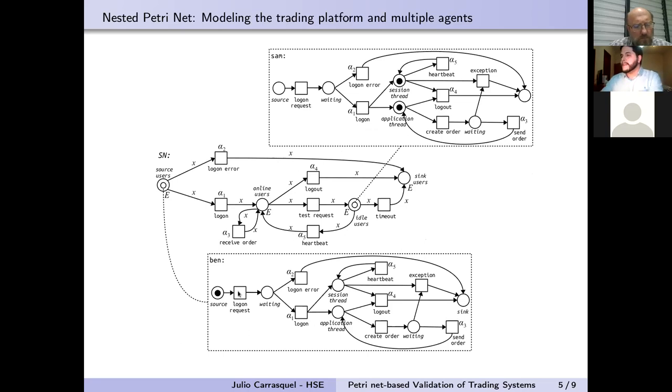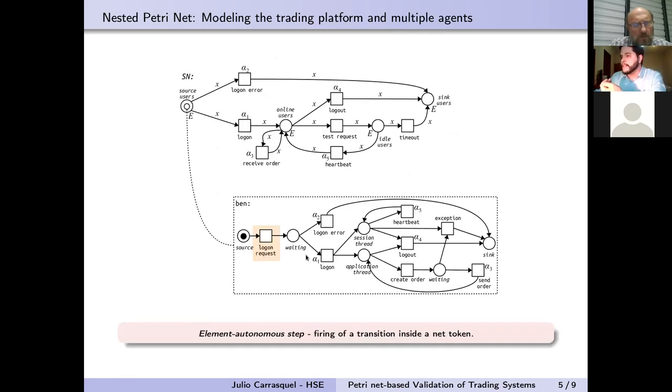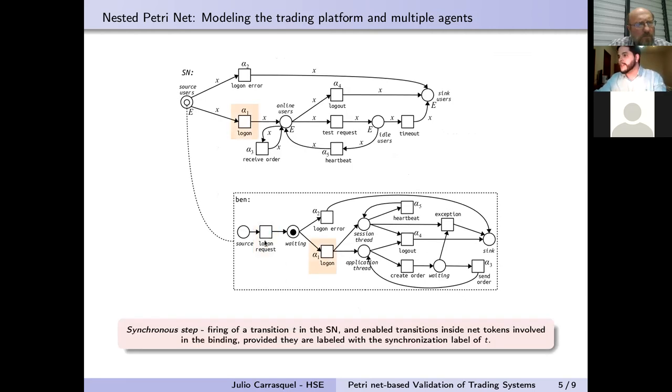Now, the idea of nested Petri nets is that we have a hierarchical model where we have a main model called the system net, SN, and the tokens are now Petri nets. In this way, we can model individual agents. This model has a special semantics for execution. We still have an individual execution of every individual agent. For example, for Ben, the rule of firing works just as I explained it. But we can also have simultaneous execution.